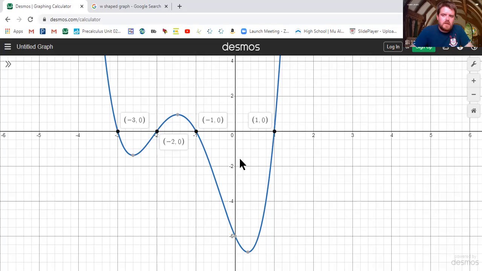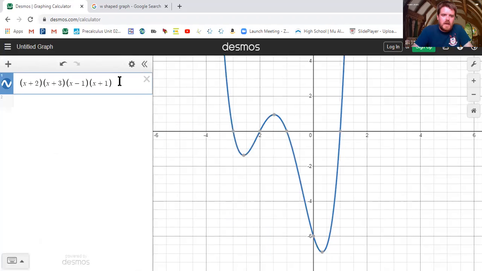Be careful with this. When we were talking about extrema, we said that you can only have 1 less than the degree. With zeros, you can have at most however many there are for that degree. So for instance, if this is a 4th degree polynomial, you can have up to 4 zeros. That's not always the case.